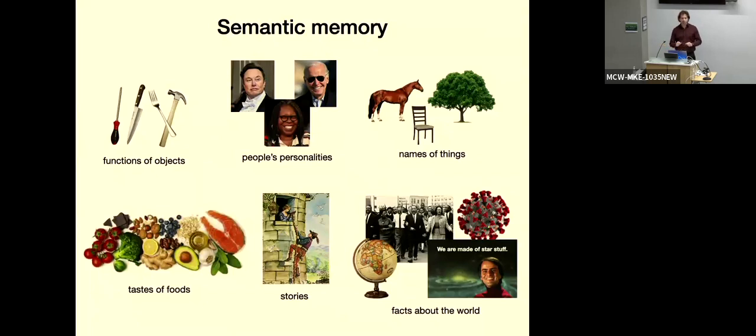So things like how to ride a bike or how to swim, that's considered procedural memory. And it has a different pattern of brain localization and impairment in neurological disease.